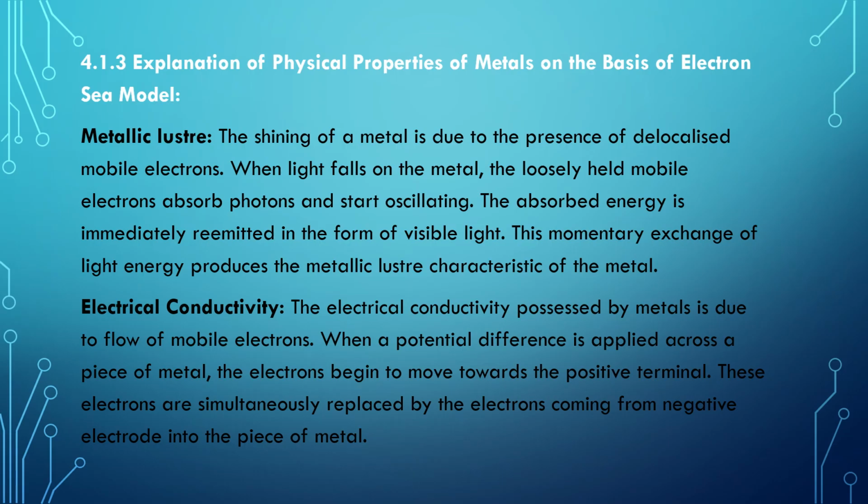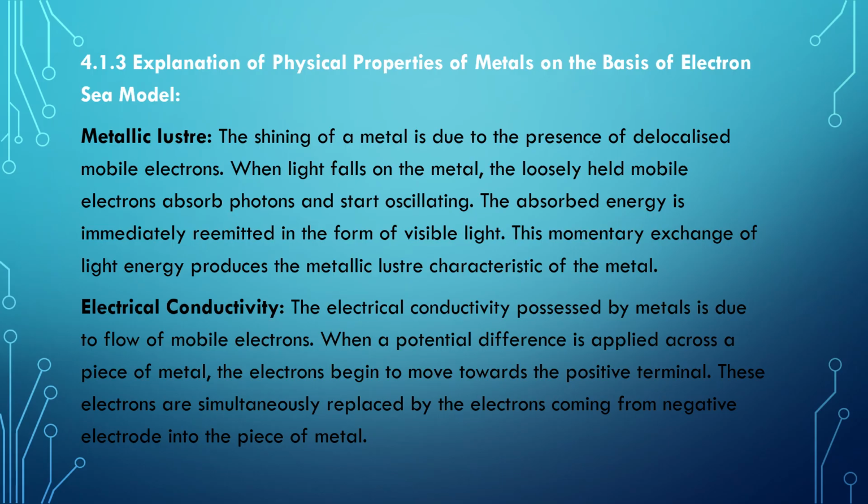Explanation of physical properties of metals on the basis of the electron sea model. Metallic luster. The shining of metal is due to the presence of delocalized mobile electrons. When light falls on a metal, the loosely held mobile electrons absorb photons and start oscillating. The absorbed energy is immediately re-emitted in the form of visible light. The momentary exchange of the light energy produces the metallic luster characteristic of the metal.